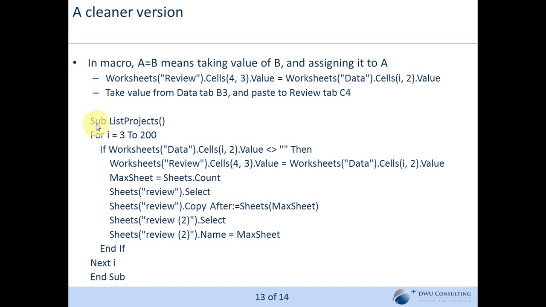So in that case, we modify this particular macro as from I equals 3 to whatever. You can write 1,000 or 1,000,000 over there. If the worksheet cell doesn't equal blank, that means this is a valid project code. So in that case, we put this project code value into the review tab. Then we make a copy of this one, then go all the way through. And we repeat this process until we hit blank. So this is really how the Excel macro works.